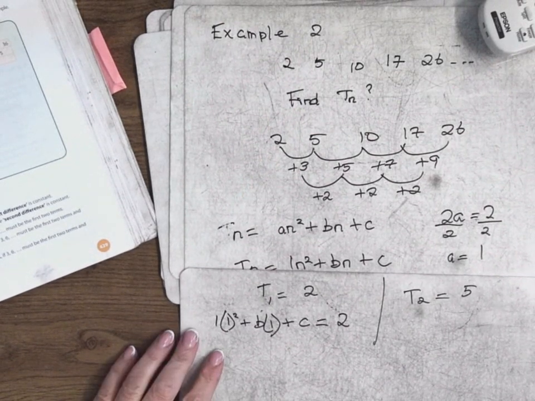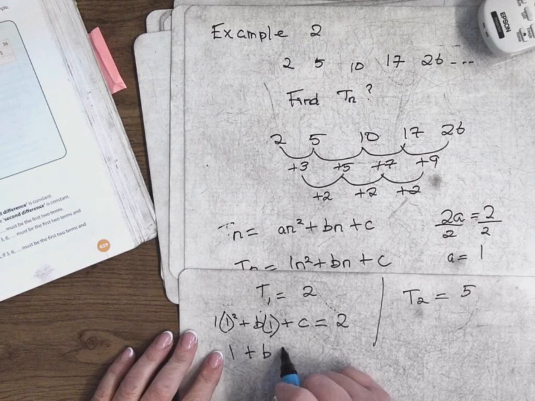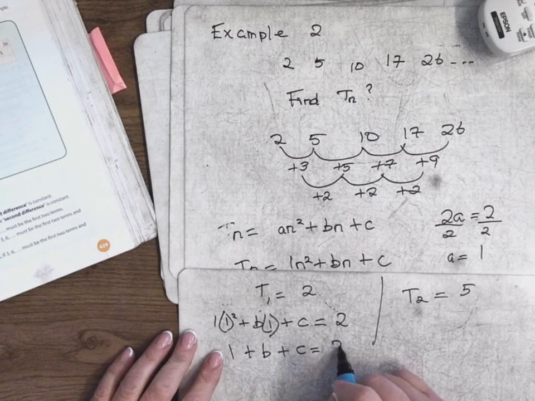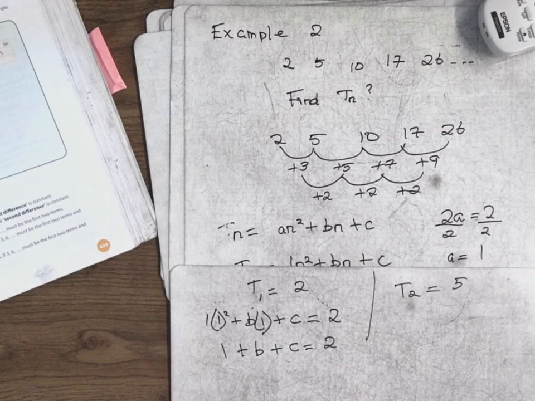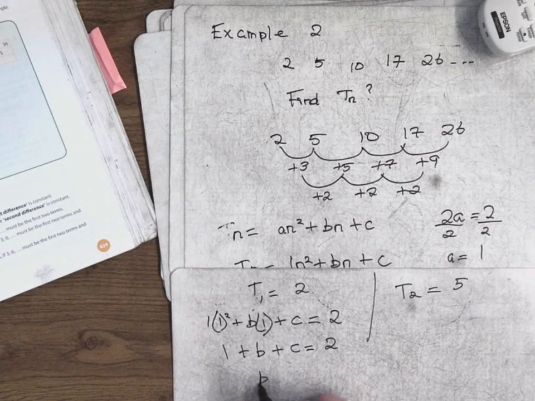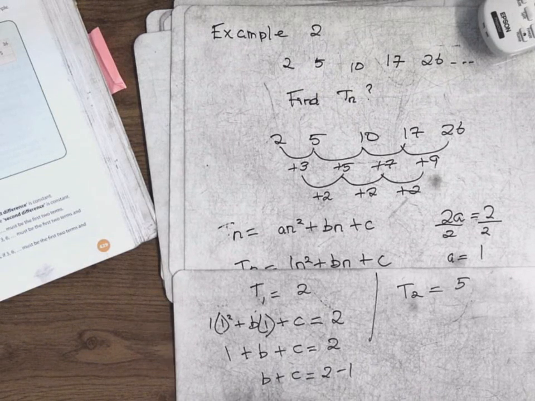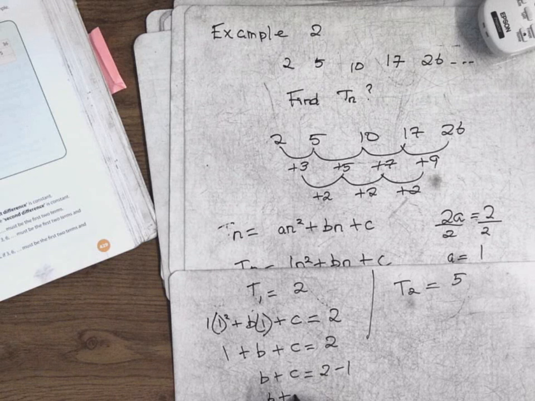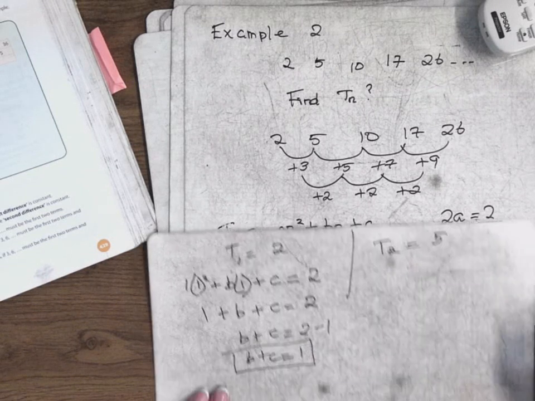So multiplying out, 1 times 1 squared is 1. B by 1 is just B, plus C equals 2. And then bring the numbers together. There's a number here and a number here, so bring them all over to the right. So you get B plus C equals 2 minus 1 when it comes over the wall. So that's B plus C equals 1. And I can't go any further, so I'm going to park that there for a minute. Is that okay? Right, okay.